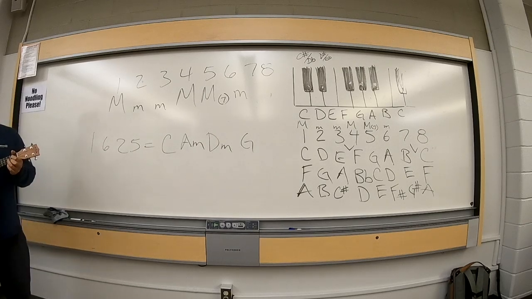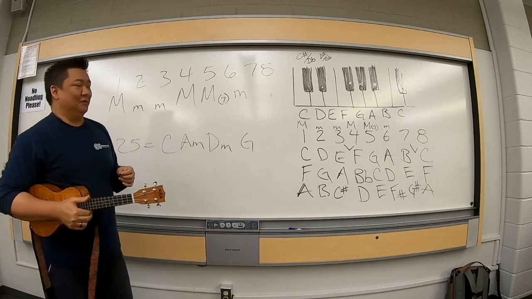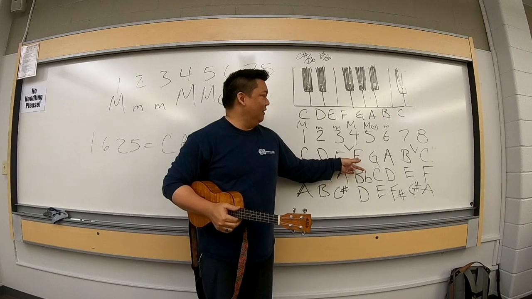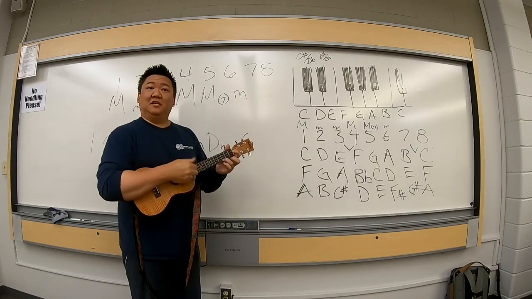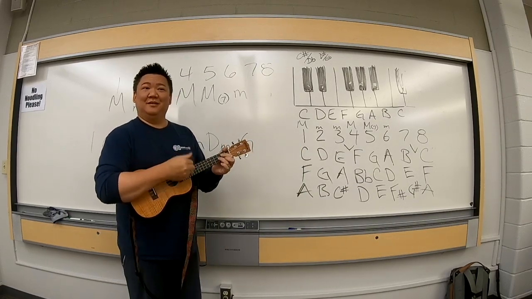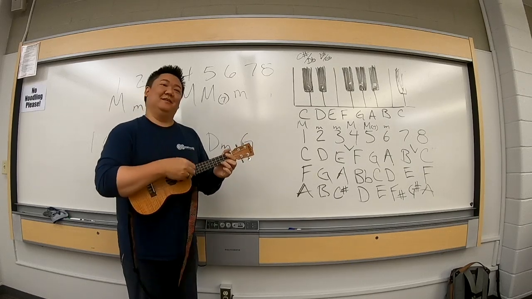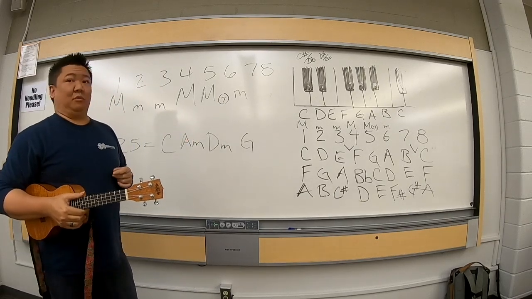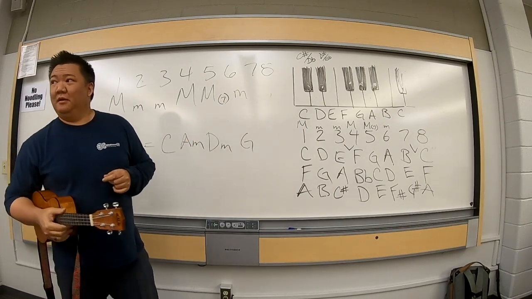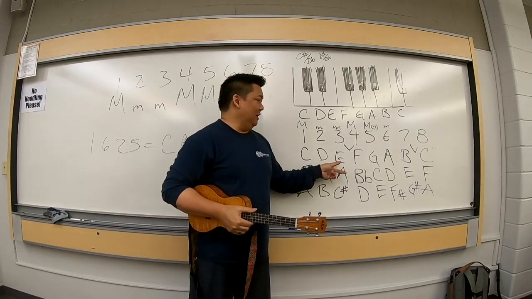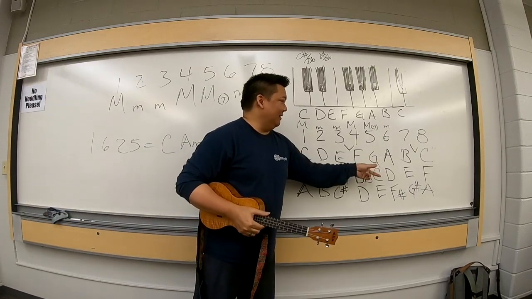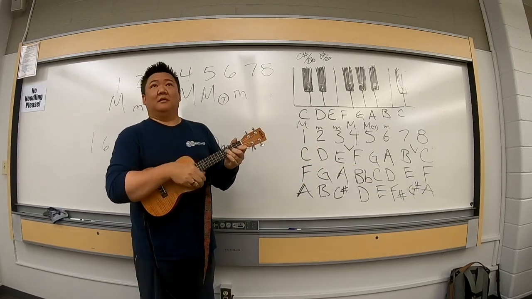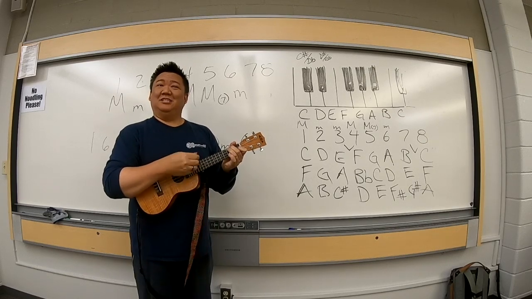If I said we're playing a 1-4-5 progression in the key of C, what does that mean? What's my 1 chord? C. What's my 4 chord? F. What's my 5 chord? G, or G7. So that's why you hear a lot of C, F, G, C, F, G. If I said we're playing a 1-3-4-5 in the key of C, what does that mean? C major, E minor, F, and G or G7.